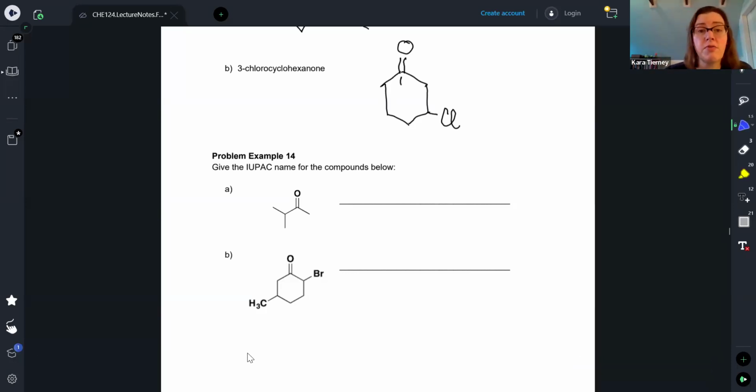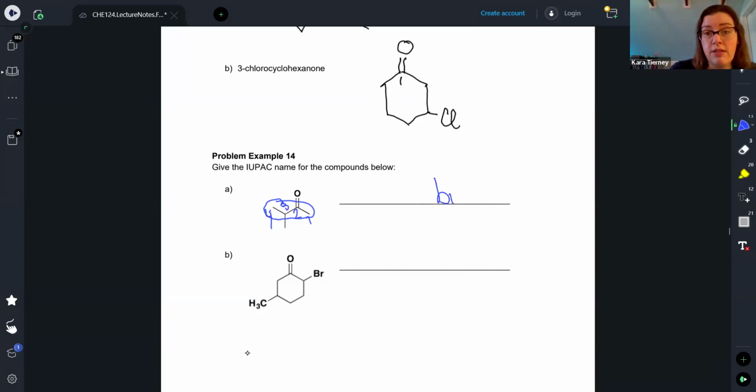So on our first one, our longest parent chain right here, this is 4 carbons long. We start numbering so that the functional group gets the lowest number, which means that we need to start counting from the left. 1, 2, 3, 4.